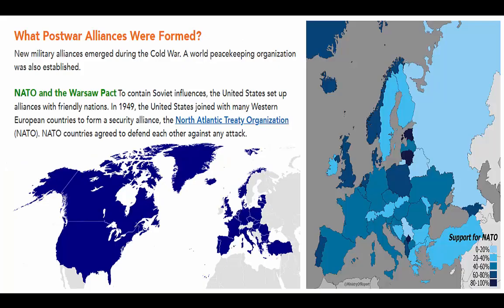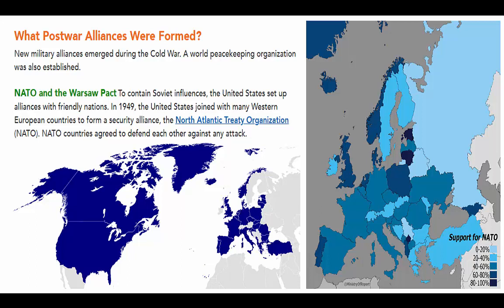What post-war alliances were formed? New military alliances emerged during the Cold War. A world peacekeeping organization was also established. NATO and the Warsaw Pact. To contain Soviet influences, the United States set up alliances with friendly nations.